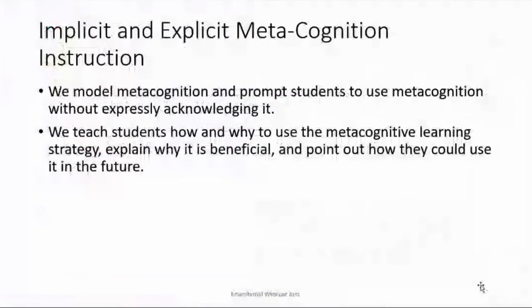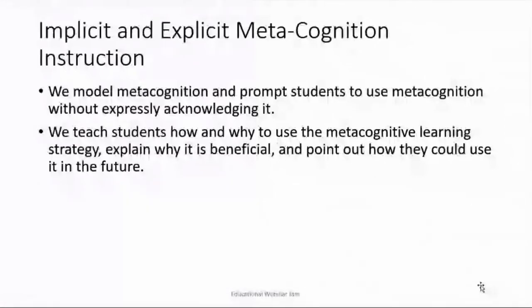Some teachers like to do it in implicit ways, some like to do it in an explicit way. So in implicit metacognition instruction, what do we do? We provide a model of metacognitive learning to students, and then we prompt students to use metacognition without acknowledging it. We don't talk about metacognition itself. We don't use the term for the student. But in explicit, what we do, we teach students how and why to use a metacognitive learning strategy, and we explain why it is beneficial, and we point out how they could use it in the future.